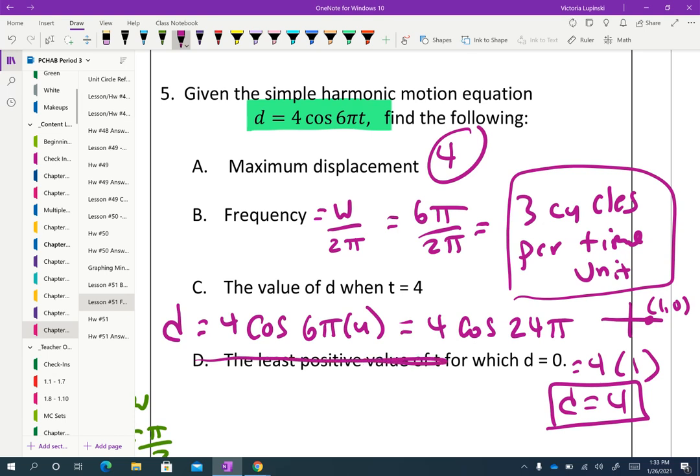And just like the previous problem, while D is a fine question, we really don't need it. So we're going to go ahead and skip that.